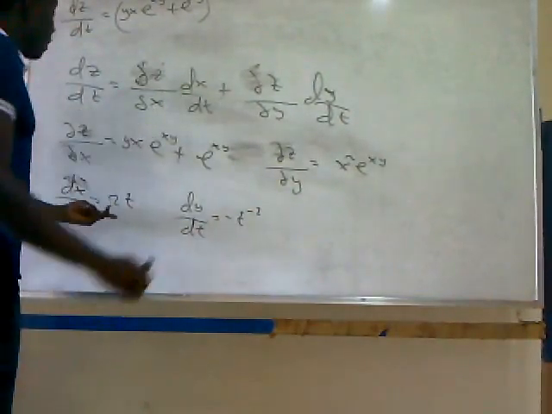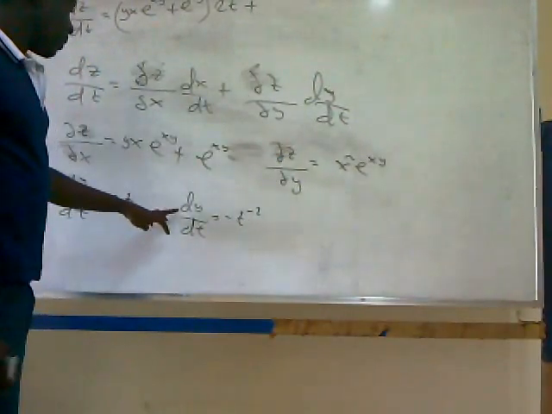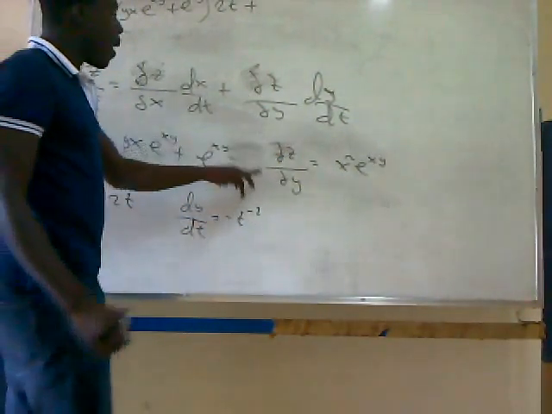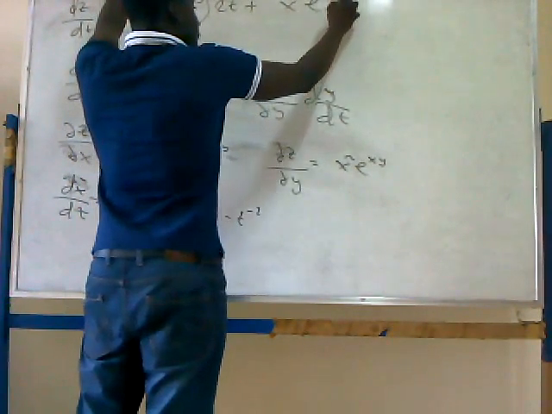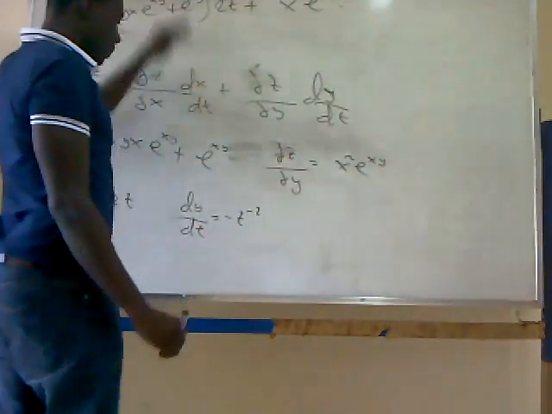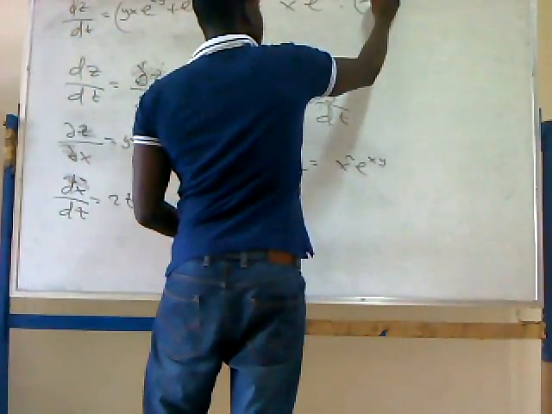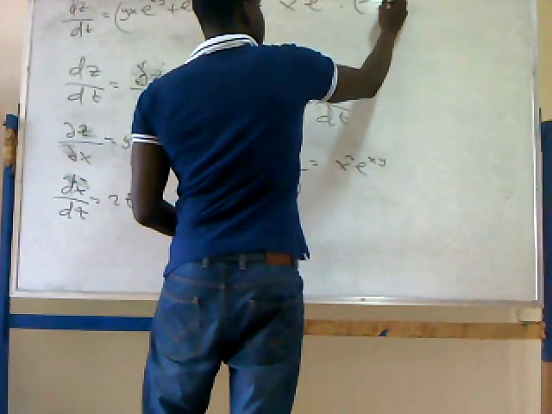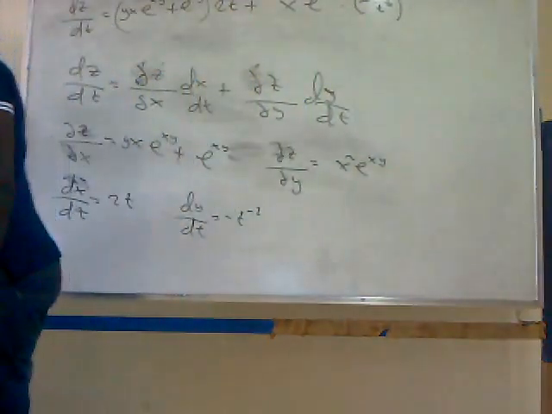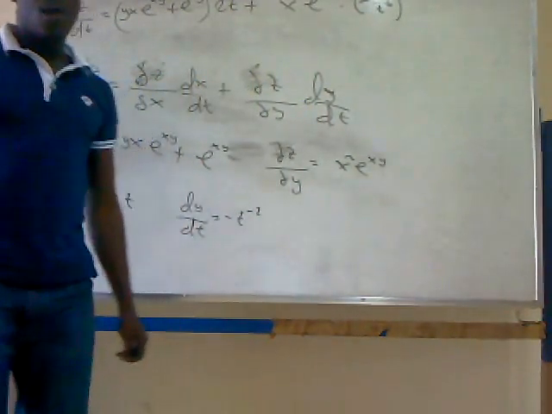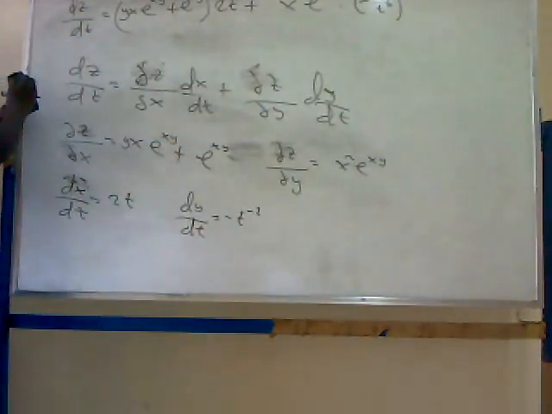times 2t plus del z/del y, which is x squared e^(xy) times dy/dt, which is minus 1 over t squared. Now the rest is simplification. We simplify.